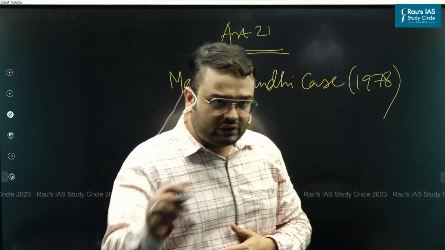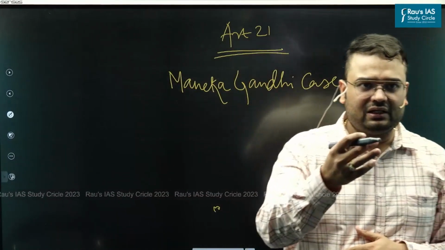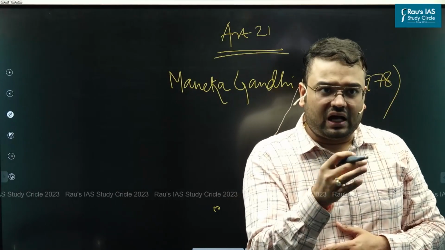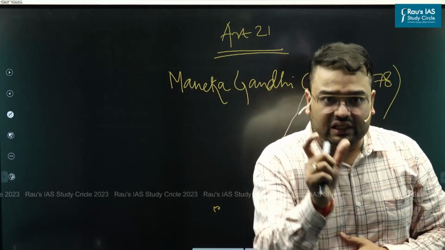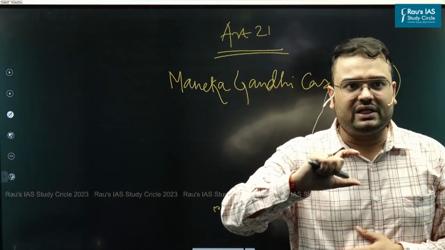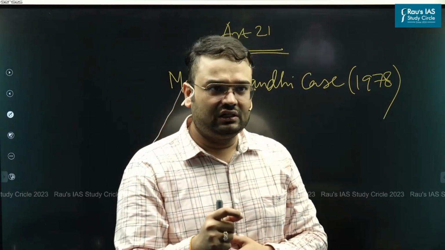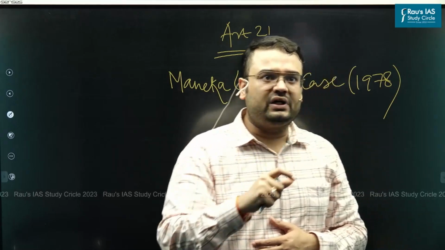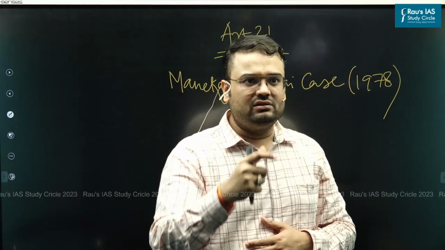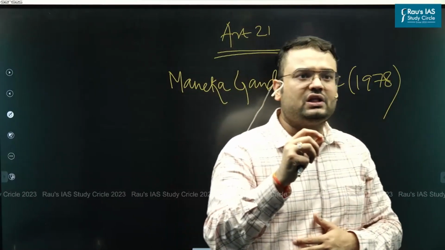Not just this, what exactly had the Supreme Court done in the Maneka Gandhi case? The Supreme Court held that the right to life and personal liberty cannot be interpreted in a narrow sense, cannot be subjected to mere animal existence. What does Article 21 mean? What does the right to life and personal liberty mean? The right to live with dignity, the right to live with all aspects of life which make your life meaningful.